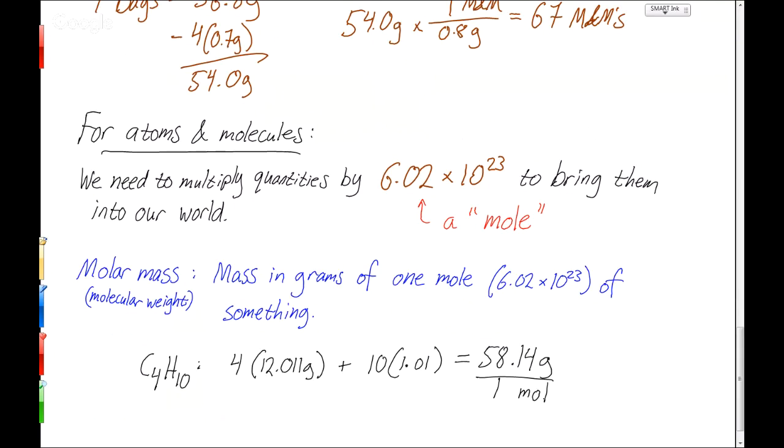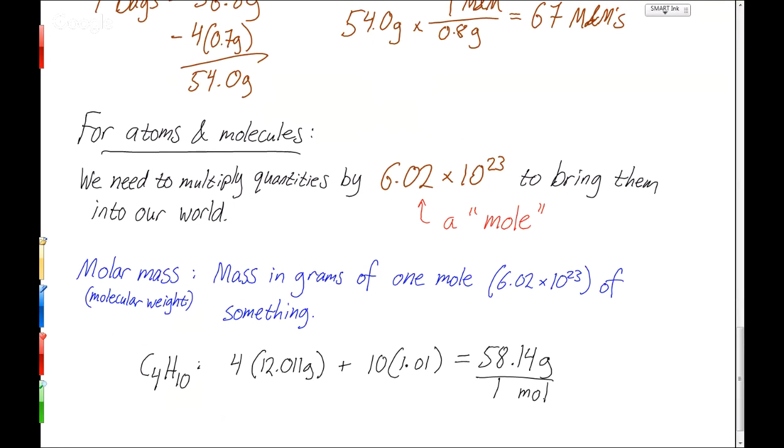Notice I dropped the E off that mole. The abbreviation for mole is MOL, so it's not a great abbreviation, sorry. M is meters, MO is months, so that was the best that we could do. ML is milliliters. So MOL is the abbreviation for mole. So in this way, we can count things by weighing them.